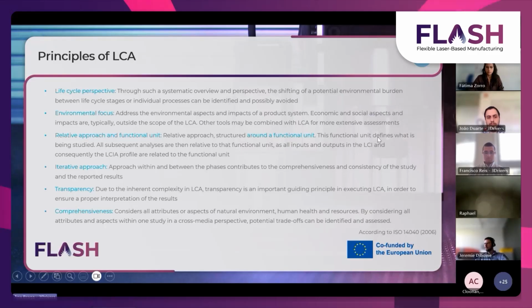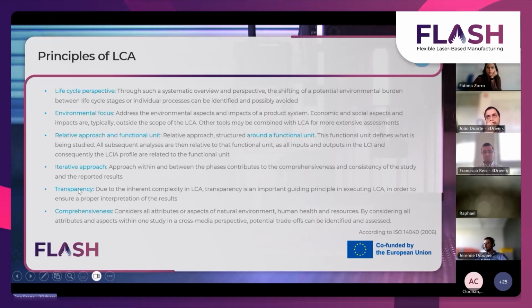This functional unit defines what is being studied. So all subsequent analyses are relative to that functional unit, as all inputs and outputs in the life cycle inventory, and consequently the impact assessment profile, are related to the functional unit. So this is an important point. It has an iterative approach, so within and between the phases it contributes to the comprehensiveness and consistency of the study and the reported results.